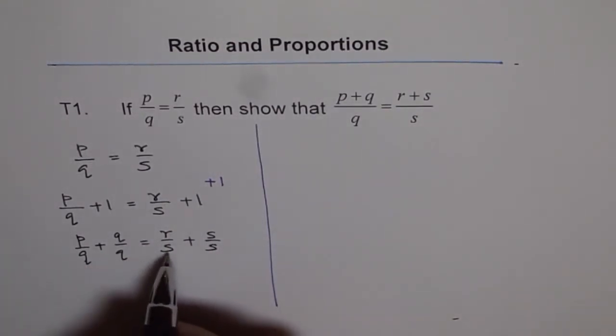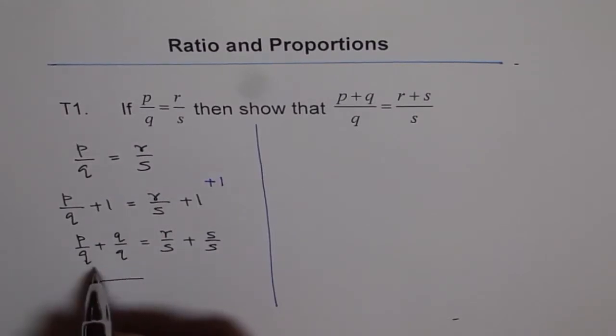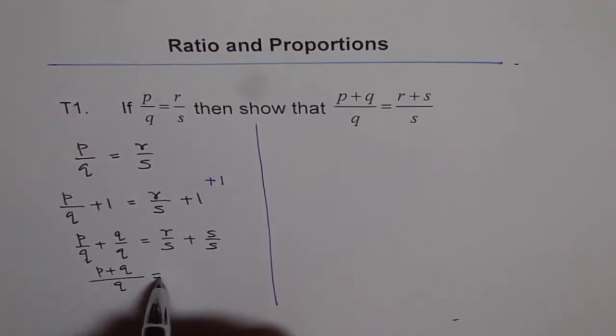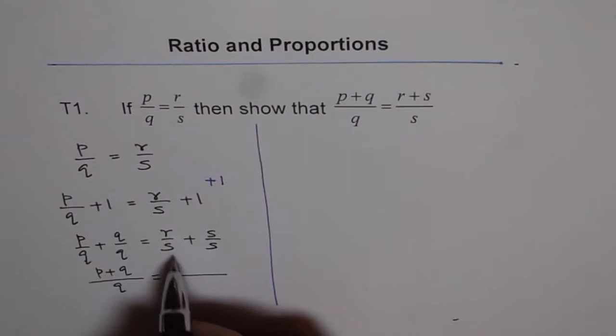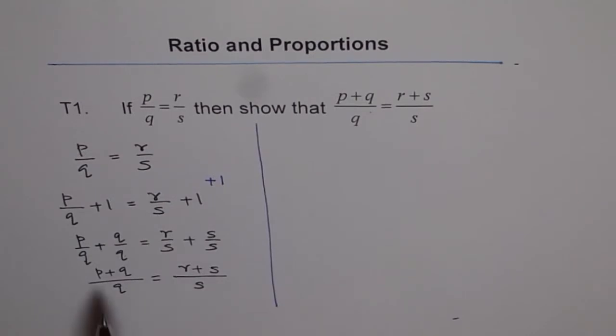Now since they have a common denominator, left side and right side can be combined separately. So Q is the common denominator, and in the numerator we get P plus Q. Here the common denominator is S, and in the numerator we get R plus S, and that is what we wanted. (P plus Q) divided by Q equals (R plus S) divided by S. So that is how we do it.